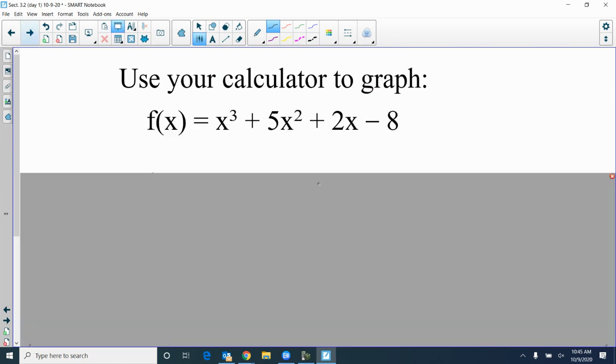All right, now this next part isn't on your guided notes. Use your calculator, graph that, and find the zeros. Find where it hits the x-axis. So graph x cubed plus 5x squared plus 2x minus 8.